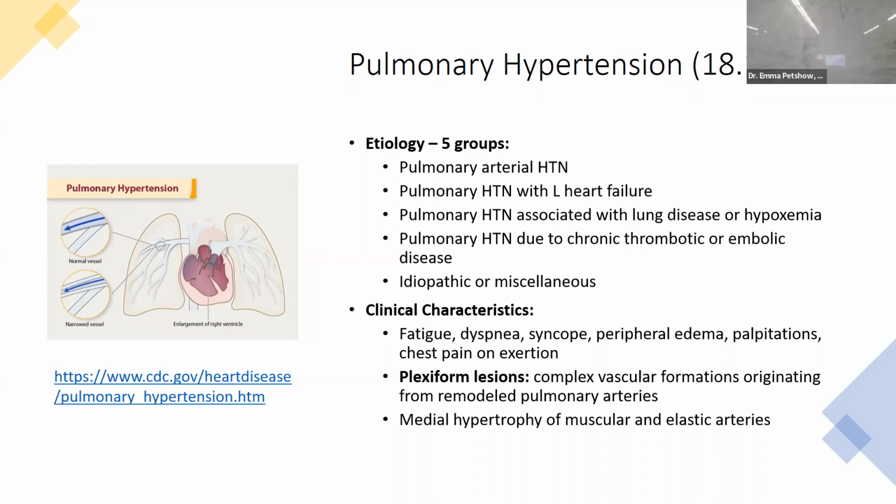So if plexiform lesions are present on biopsy or present on autopsy, or if they're saying that your patient has pulmonary hypertension, what might you see on microscopic exam? Plexiform lesions, pulmonary hypertension, plexiform lesions. You can also see medial hypertrophy. Again, that right-sided heart muscle, the right-sided ventricle, is probably going to get hypertrophied, going to be enlarged, going to have to work harder to pump blood into the lungs. Okay.